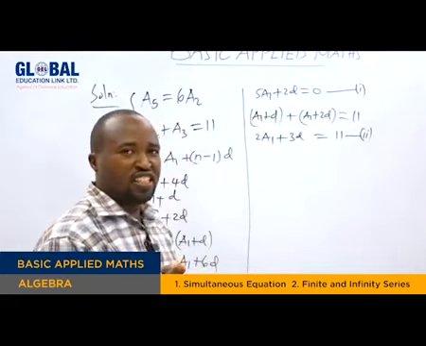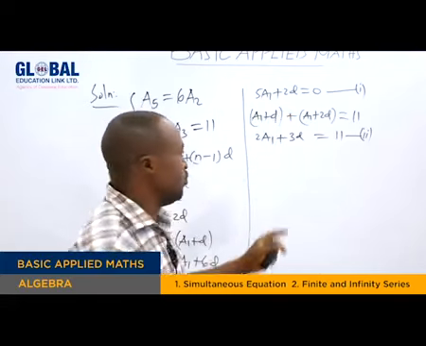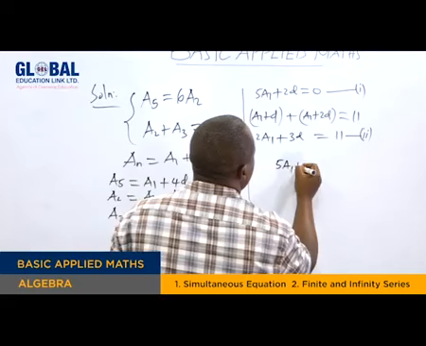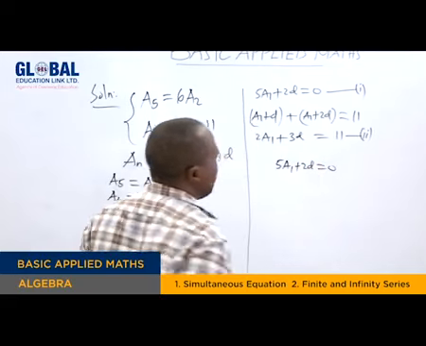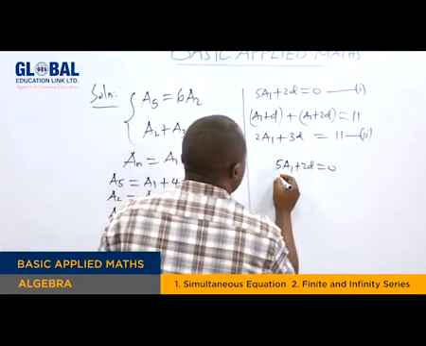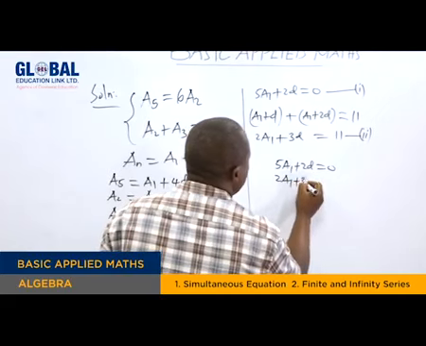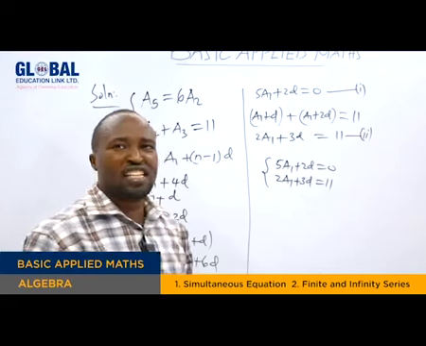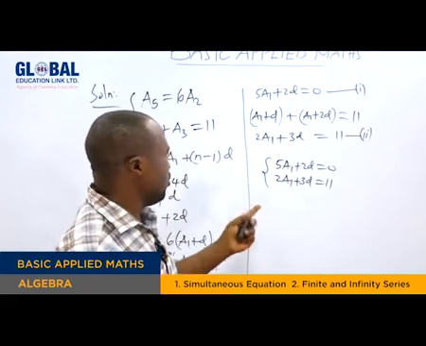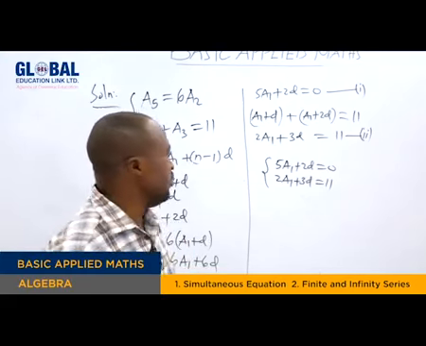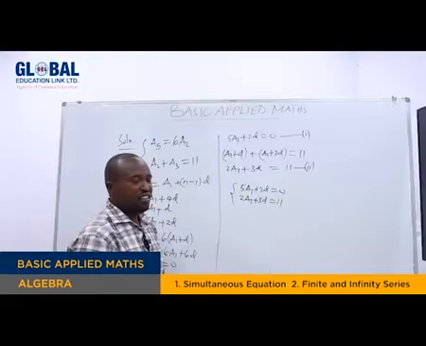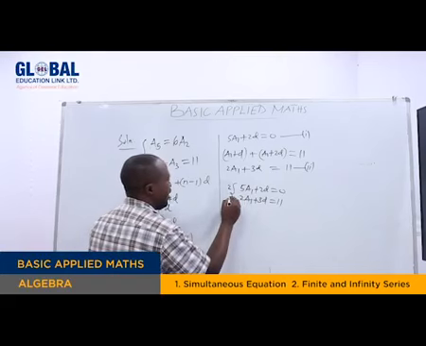Now we have two equations, equation 1 and equation 2. So let us put together, that is 5a1 plus 2d is equal to 0, that is equation 1, and equation 2 is 2a1 plus 3d is equal to 11. So it looks like a simultaneous equation. So let us solve this simultaneous equation. We can exchange the coefficient of a1. We have 2 and 5.